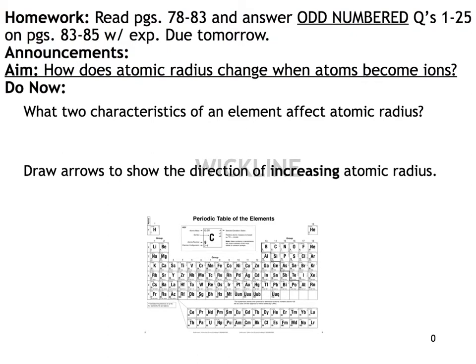So there is bookwork associated with this lesson. We're going to do the odd-numbered questions, 1 through 25, on pages 83 to 85. This should be written down on a separate piece of paper, which will go in the classwork section of your binder. Our aim is: how does atomic radius change when atoms become ions? Please copy down these questions, put them on that same piece of paper that you're going to write your homework on, and this will go under classwork in your binder. Ultimately, we'll have a pair-up and a summary there as well. But copy these down and we'll do those in class tomorrow.